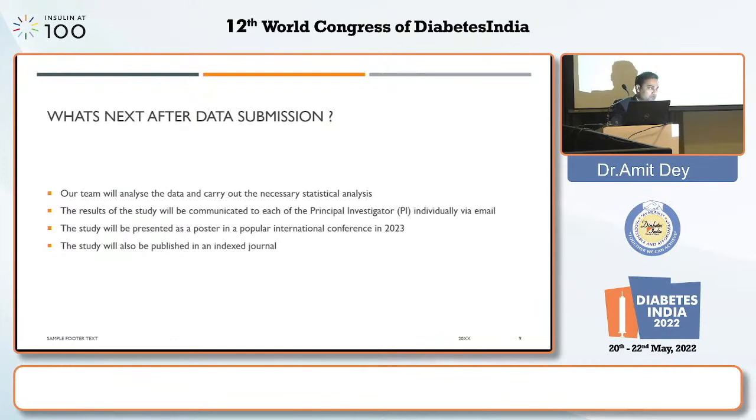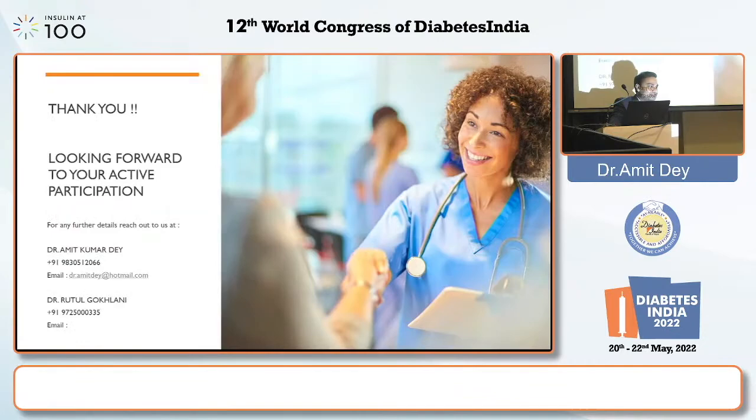And of course, we will target presenting this study as a poster in a popular international conference in 2023, because we are looking at a 6-month study from, say, June to December. You take another 3 months to analyze the data and get the posters ready, and then we can present somewhere in mid-2023. And the study will also be published in an indexed journal thereafter. So this is the D-Genius project 2022-2023. So we look forward to your participation, and feel free to get back to us and register your interest.